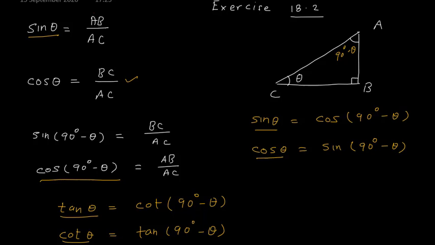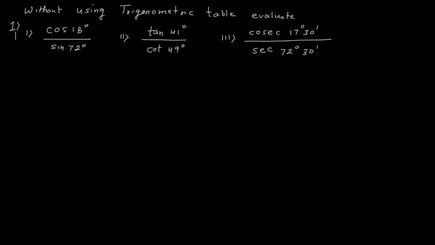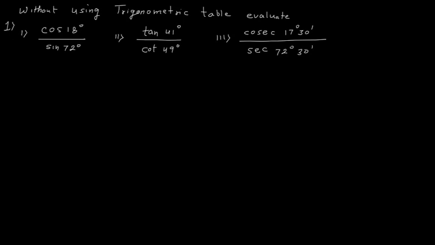We are solving problems from ML Agrawal textbook. So let us see exercise 18.2, and first question is, without using trigonometric table we have to evaluate. First is cos 18 degree upon sin 72 degree. So let us see how to solve this. So your first problem is cos 18 degree divided by sin 72 degree.